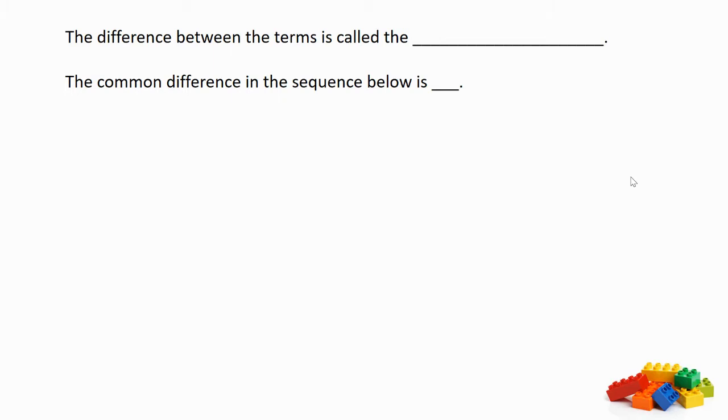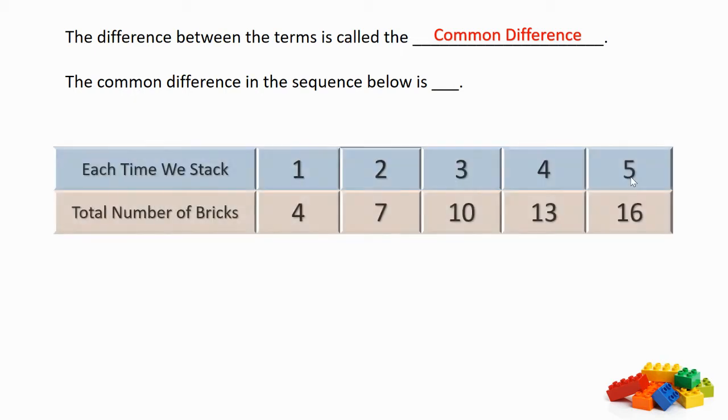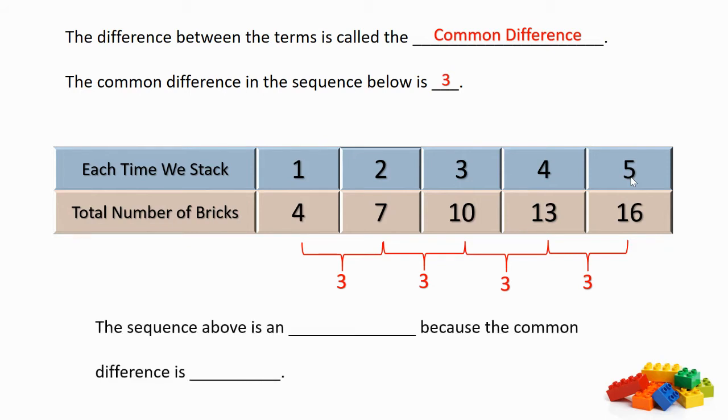All right, so the difference between terms is called a common difference. When we added 3 blocks each time, that was a common difference of 3. If you look at this sequence below, this is from the example of the Lego bricks we saw at the beginning. We started with 4, and then we added 3. Then 7 plus 3 is 10. And then 10 plus 3 is 13. 13 plus 3 is 16. And so we're adding 3 each time. Okay? So we would say our common difference is 3.